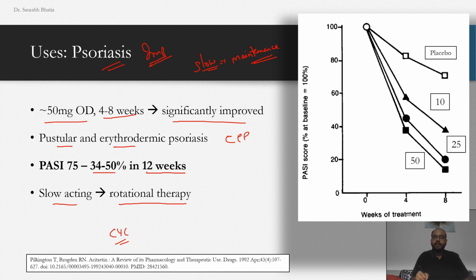Okay. In this graph, you can see that as compared to placebo, 10 milligram acitretin, 25 milligram acitretin, and 50 milligram acitretin, the 25 and 50 have nearly similar efficacy, and they are not that far behind the 10, but all of the doses are significantly better in reducing the PASI score as compared to placebo.